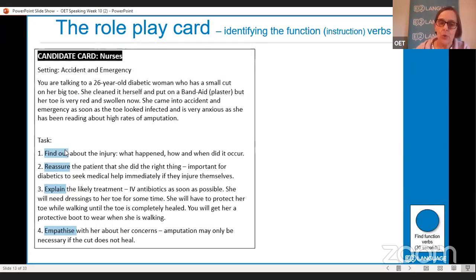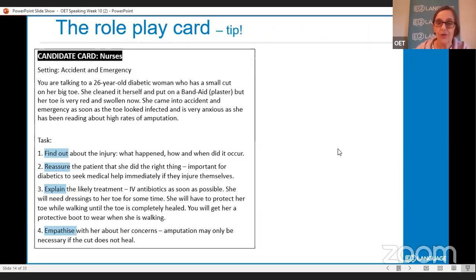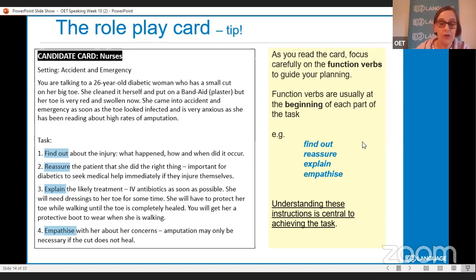Don't forget, you will often find other verbs within the bullet point, or in this case, the number point. So don't always think they are the first words there. They are sometimes hidden here, which is very important. So what are they? We've got find out, reassure, explain, empathize.